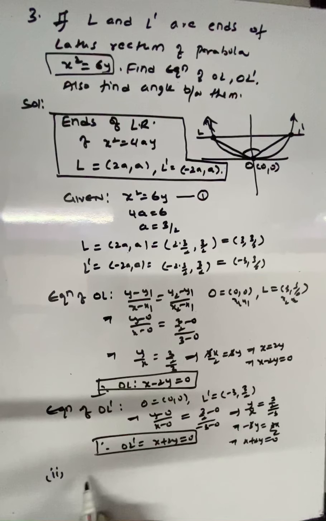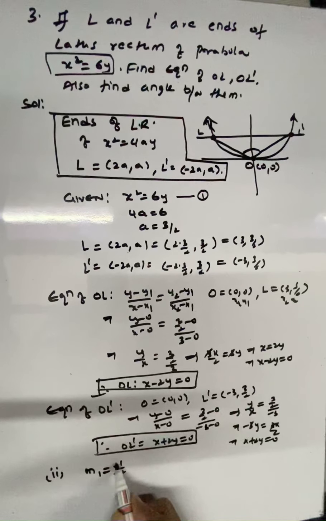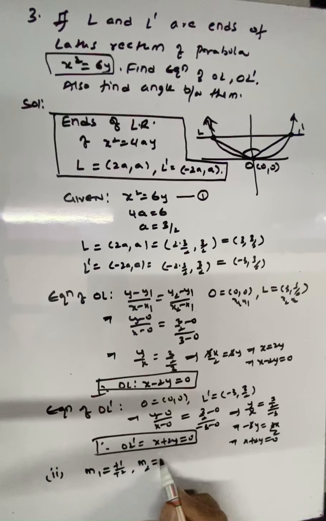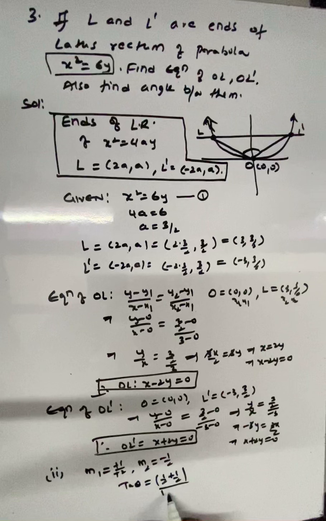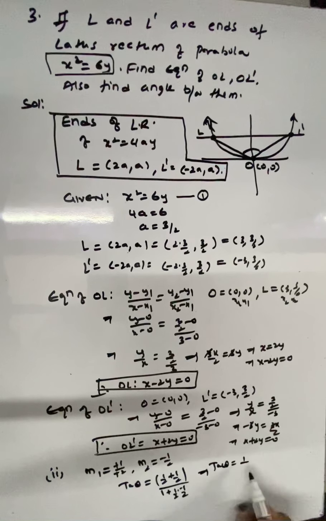Now the second part, the angle between the lines. M1, slope 1, is minus a by b. Then M2 is minus a by b. Tan theta equals (M1 minus M2) by (1 plus M1 M2). This implies tan theta equals 2 by 2, that is 1 by 4 minus 1, 3 by 4. So this is 4 by 3. So theta equals tan inverse 4 by 3.